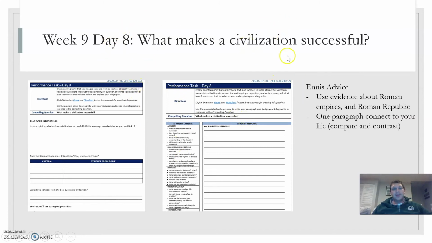What makes a civilization successful? If you're in my class, you're going to get the 4-square graphic organizer. Like we always do, I'm sure that whoever your social studies teacher is, you've written argumentative essays, and you have a graphic organizer for that. My personal advice, use evidence from the Roman Empire and the Roman Republic, if you can remember it. If not, go back. And then one paragraph should connect to your own life.